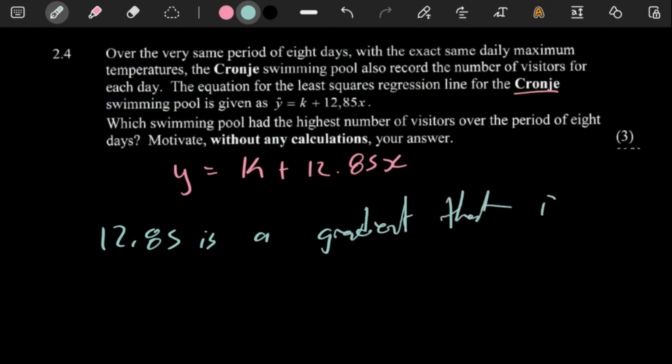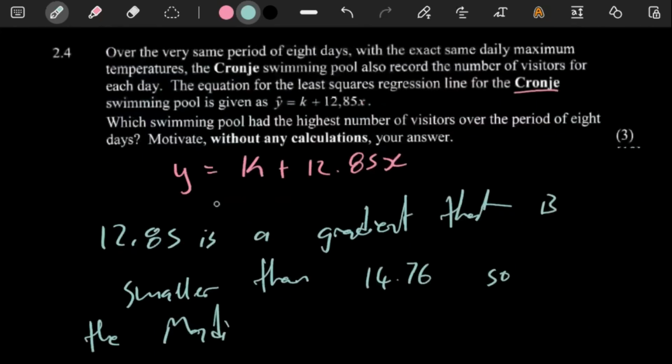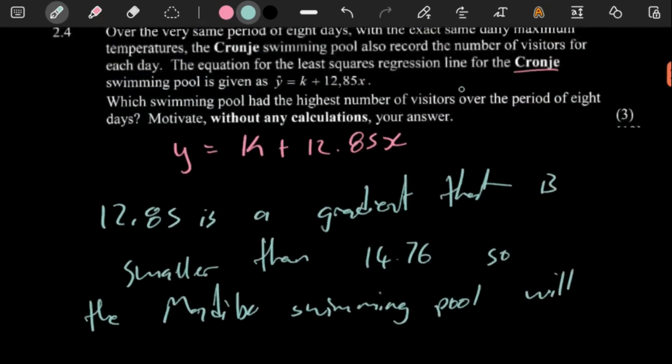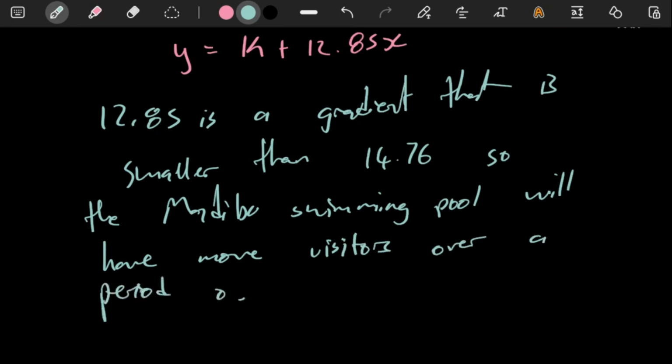So here, what we can say is 12.85 is a gradient that is smaller than 14.76. So the Madiba swimming pool will have more visitors over a period of time.